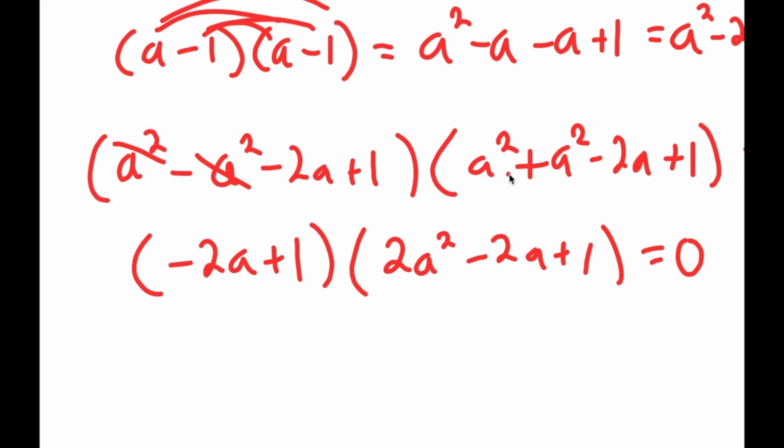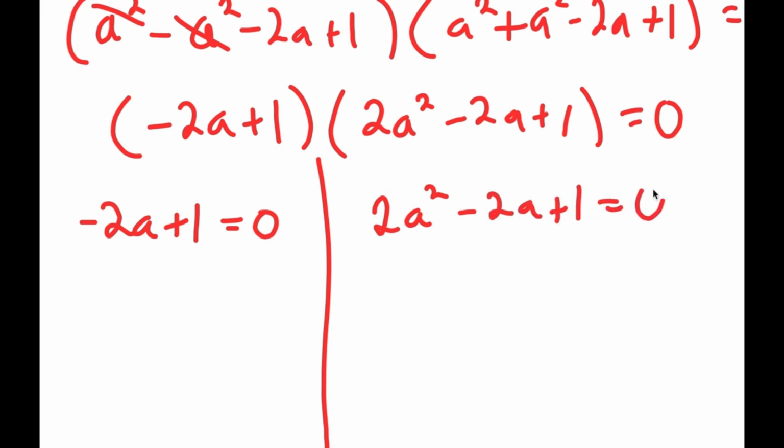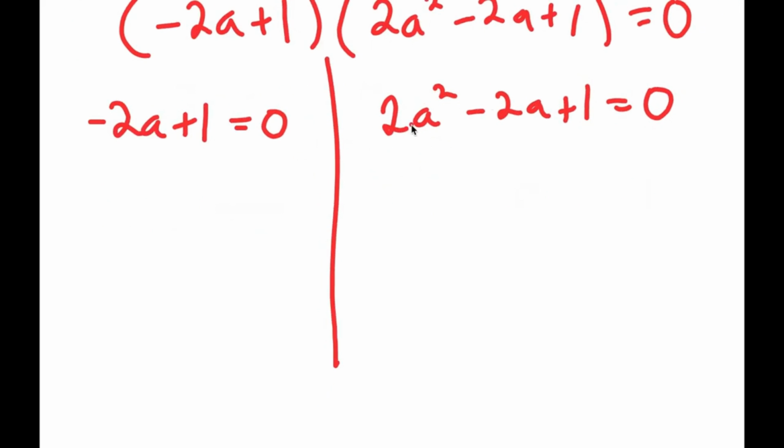Now from here, what I'm going to do is divide this into two different equations. So my first equation is negative 2a plus 1 is equal to 0. And my second equation is 2a squared minus 2a plus 1 is equal to 0. Because just one of these needs to equal 0 for the entire equation to be equal to 0. So now I'm going to solve each of these equations individually.